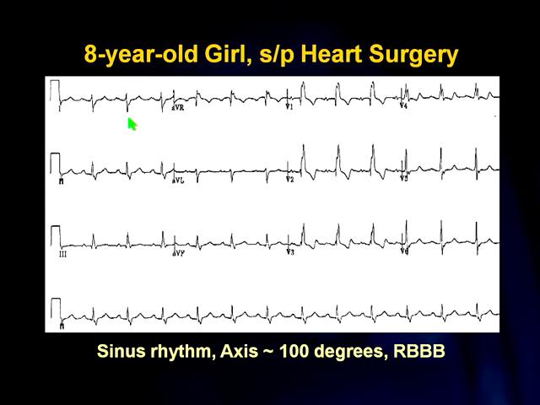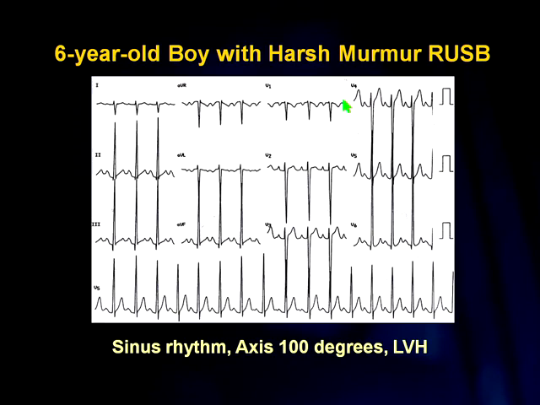And look at the duration of the QRS. Does everybody see the bunny rabbit ears? Okay? Right bundle branch block pattern. Okay? This is just to give you a flavor of how these things go down. All right? Oh, here's one. 6-year-old boy with a harsh murmur. We'll talk about this a little later, what this is exactly.